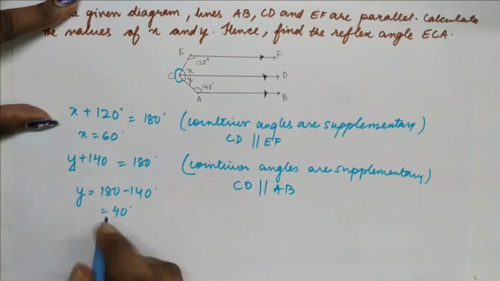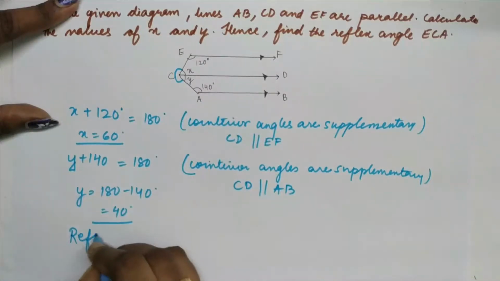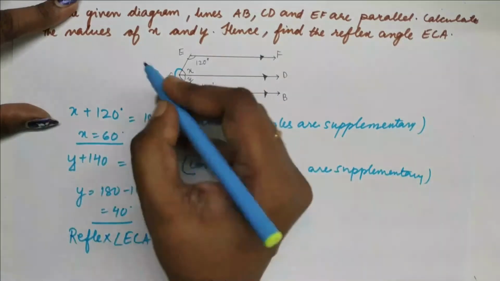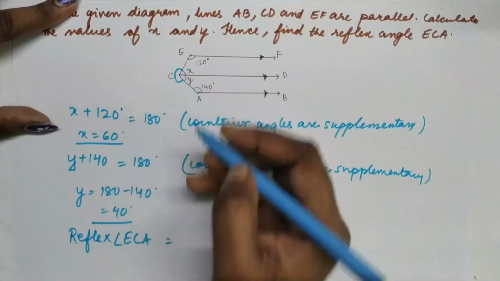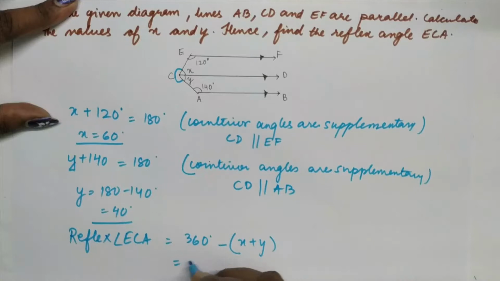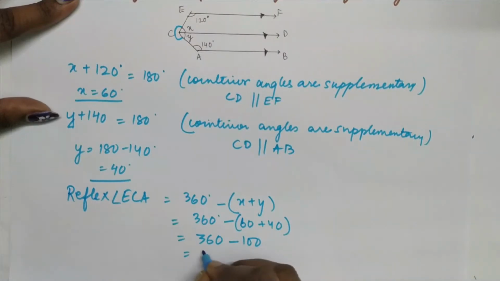Now after getting the value of x and y, you have to get reflex angle ECA. That means reflex, this total is forming a circle, that is 360 degrees. So minus the value of x and y from 360. So x is 60, y is 40, that becomes a total of 100. So 360 minus 100, that is 260 degrees.